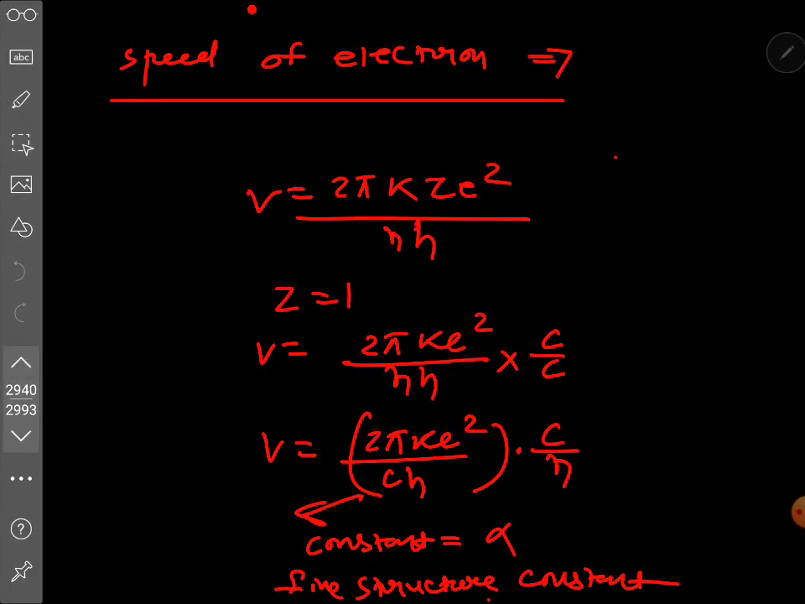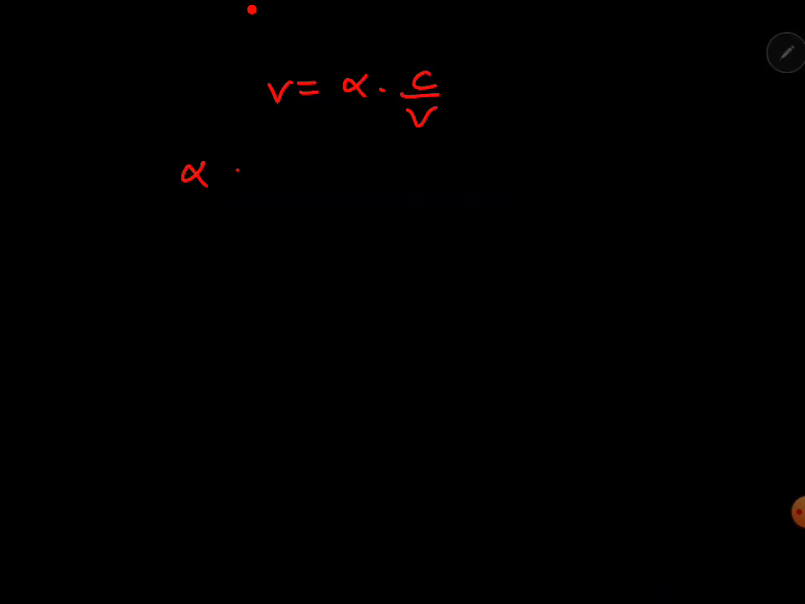So we can write v is equal to alpha into c upon v. Since all these values are constant, 2 pi k e ch, it has a fixed value. So alpha is approximately 1 upon 137. It means the velocity of the electron in any orbit is equal to alpha times c.